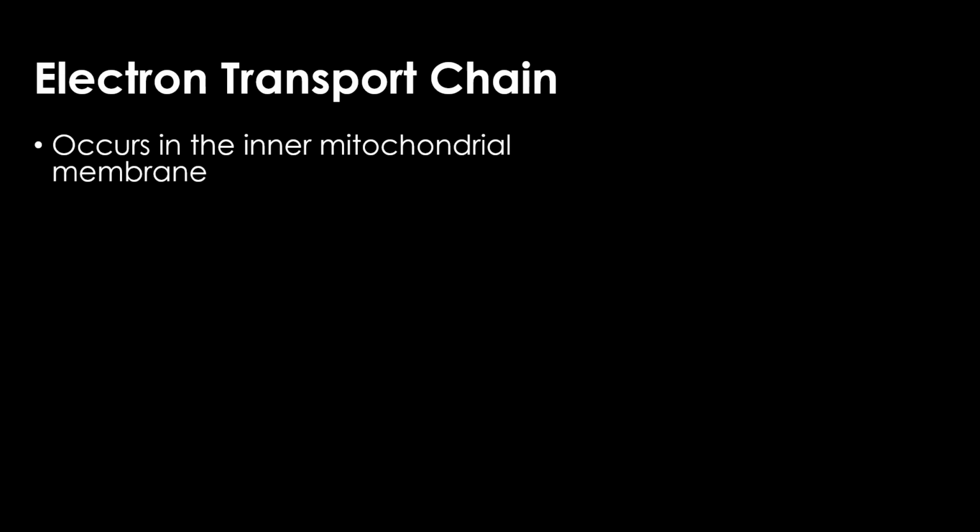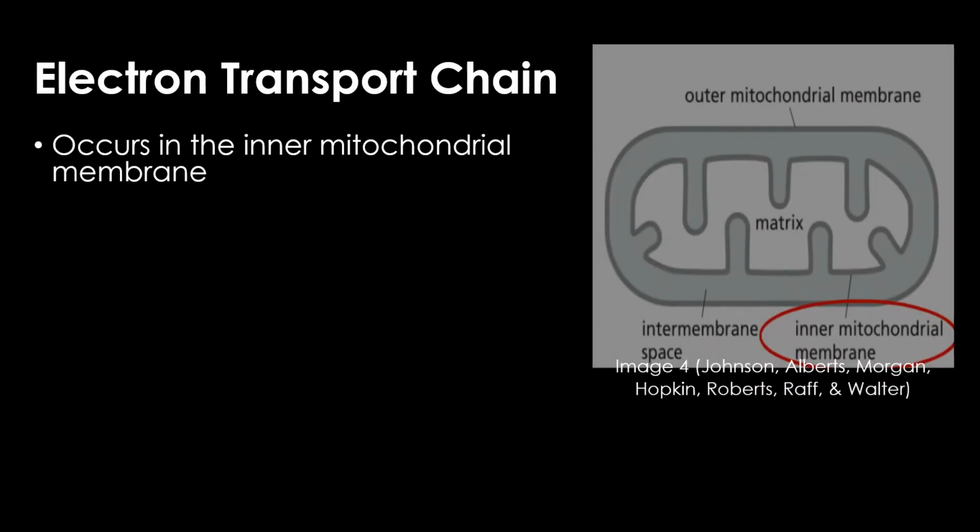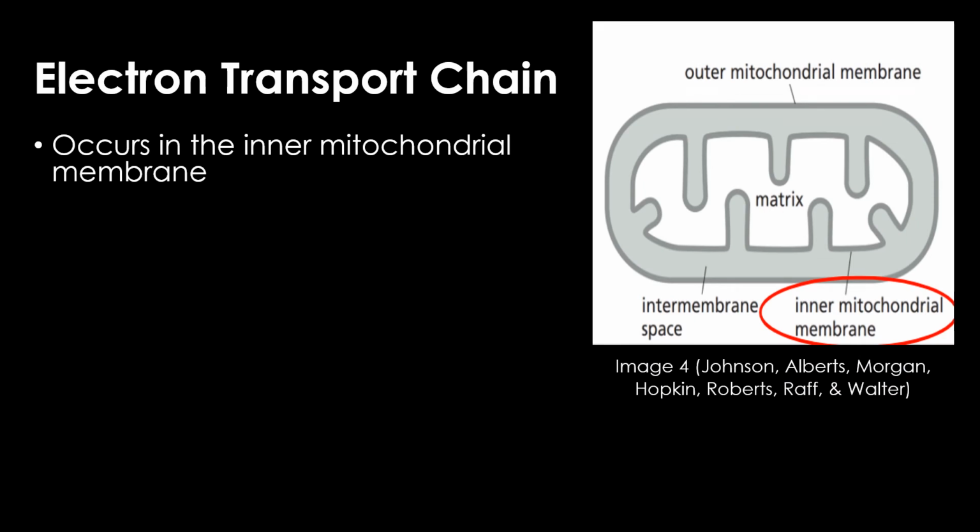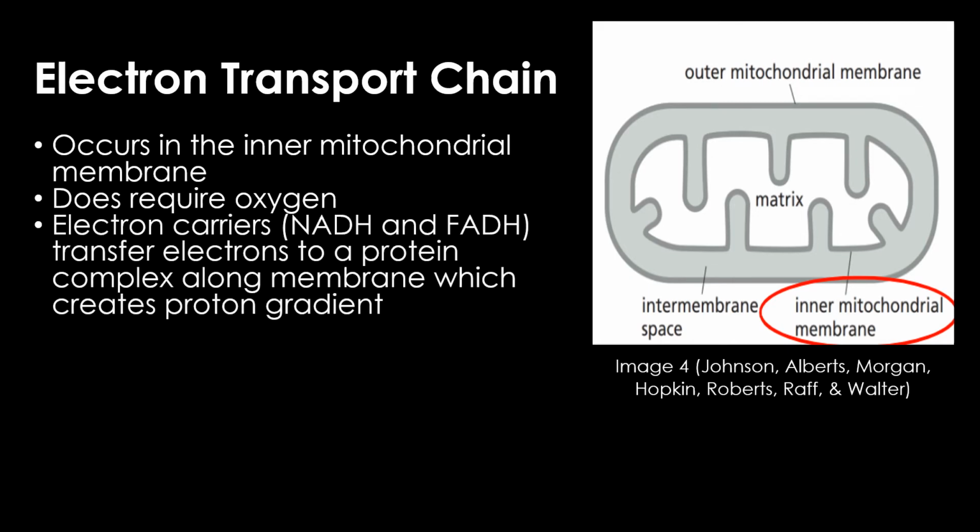The electron transport chain. The electron transport chain is the final step of respiration, and it occurs in the inner mitochondrial membrane. As seen in the image, it is the inner lining of the membrane that encases the matrix. This process does require oxygen, as it serves as the final electron acceptor. During this step, the electron carriers that were produced previously, the NADH and the FADH, transfer their electrons to a protein complex along the inner membrane.